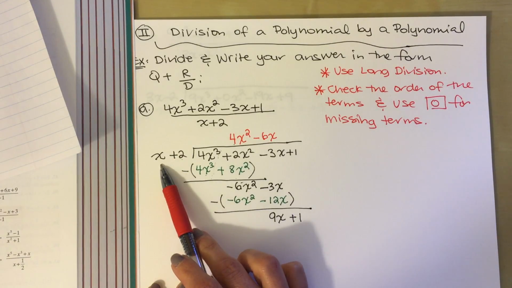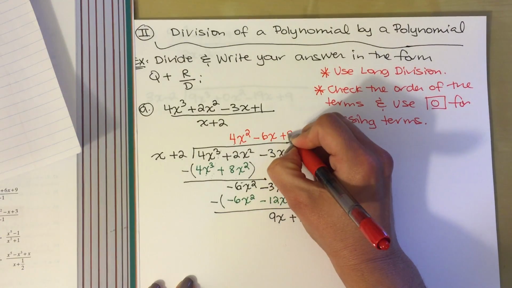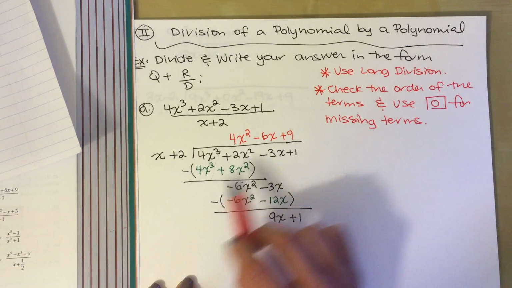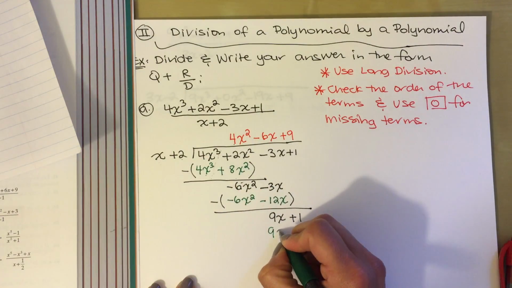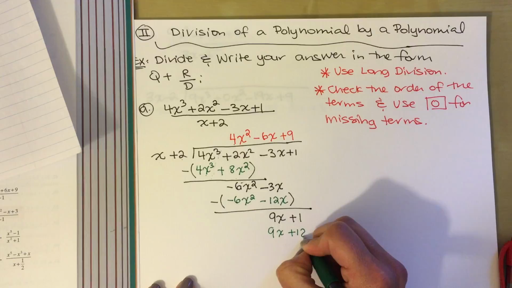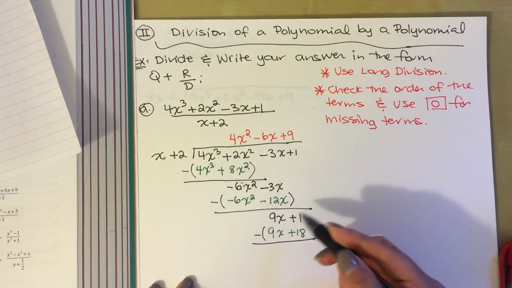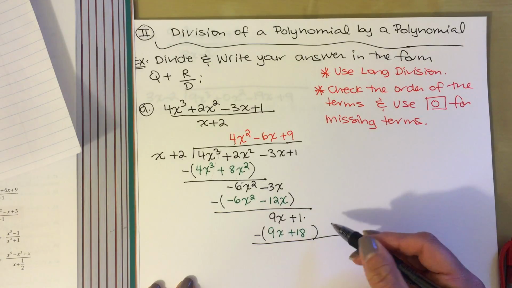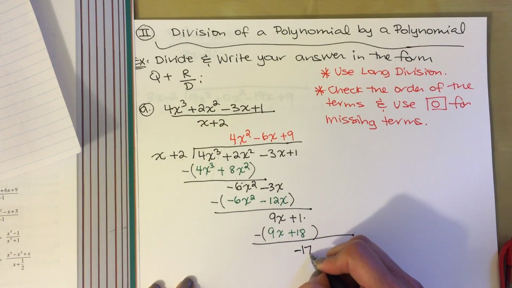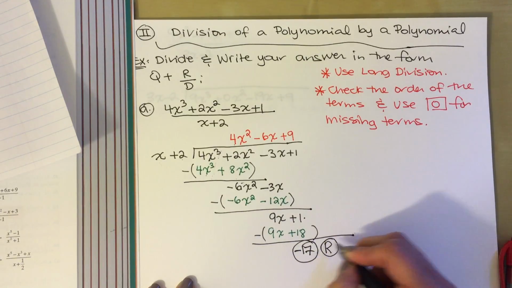X times what is 9x? That's just going to be +9. Multiply 9 with both terms. Subtract and distribute. 9 minus 9, 0. 1 minus 18 is -17. This right here is your remainder, r.